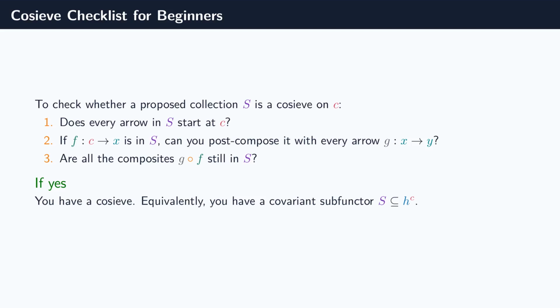Here is the cosieve checklist. First, does every arrow in S start at C? Second, if F from C to X is in S, can you post-compose it with every arrow G from X to Y? Third, are all the composites G after F still in S? If yes, then you have a cosieve. Equivalently, you have a covariant subfunctor of H superscript C.